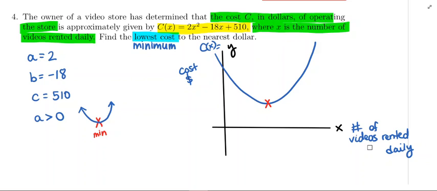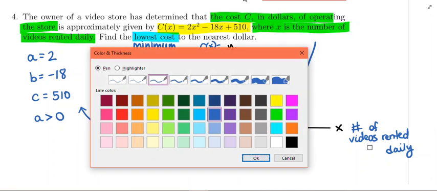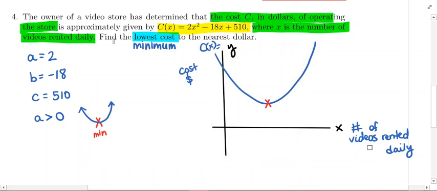So what we're trying to do is figure out the lowest cost. The lowest cost to the nearest dollar. Like I said, the question is usually in the last sentence or so. So let me go ahead and highlight that for you. It says find the lowest cost to the nearest dollar.